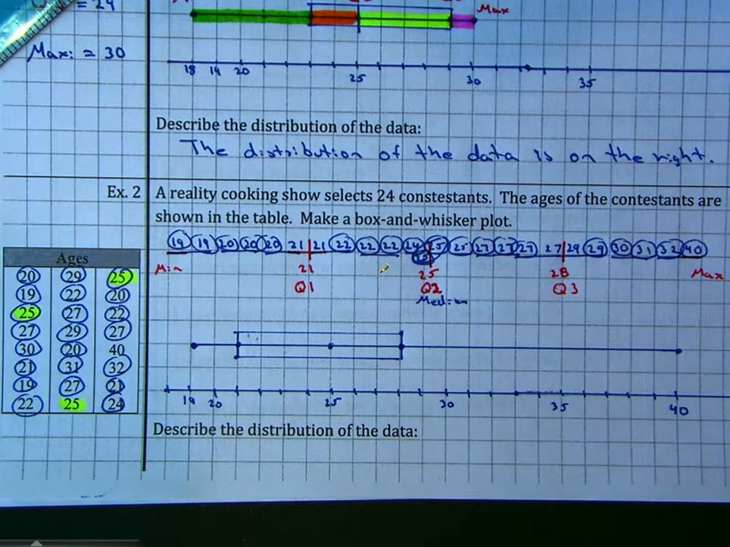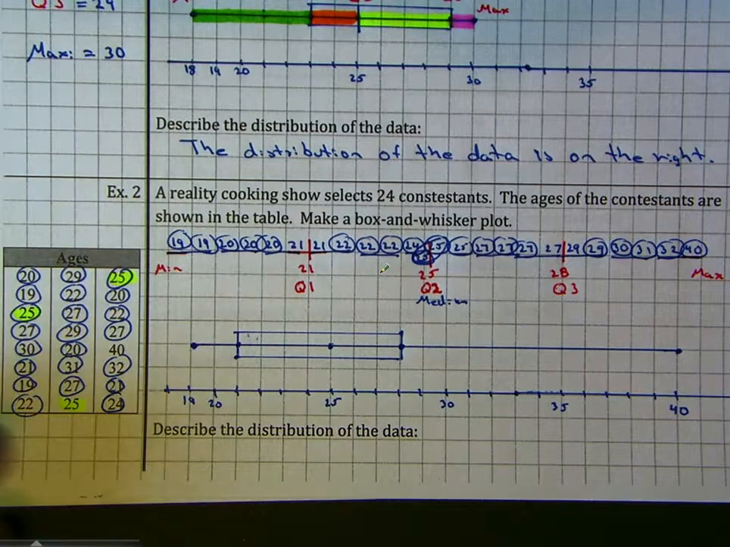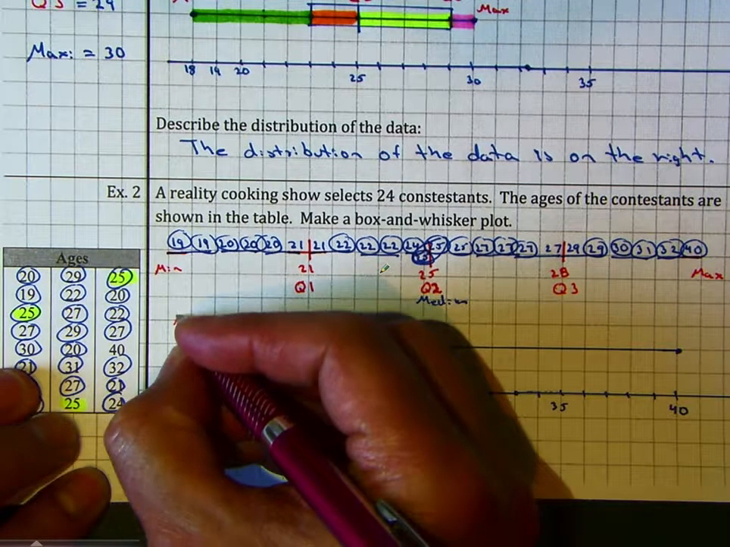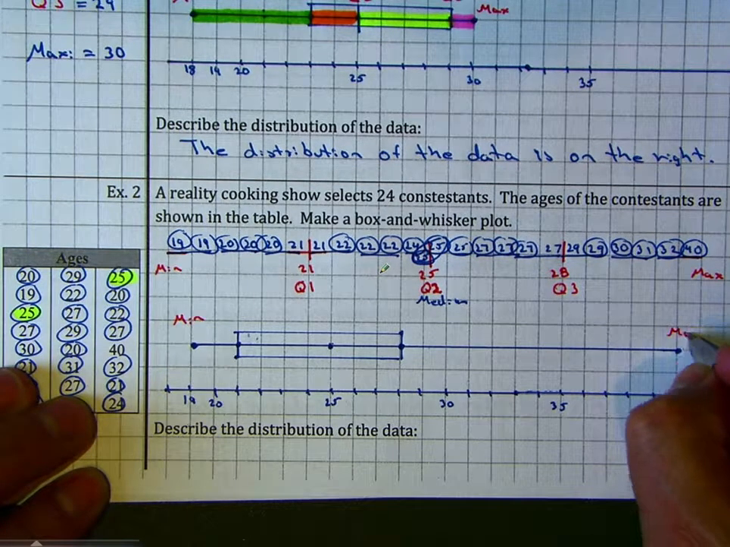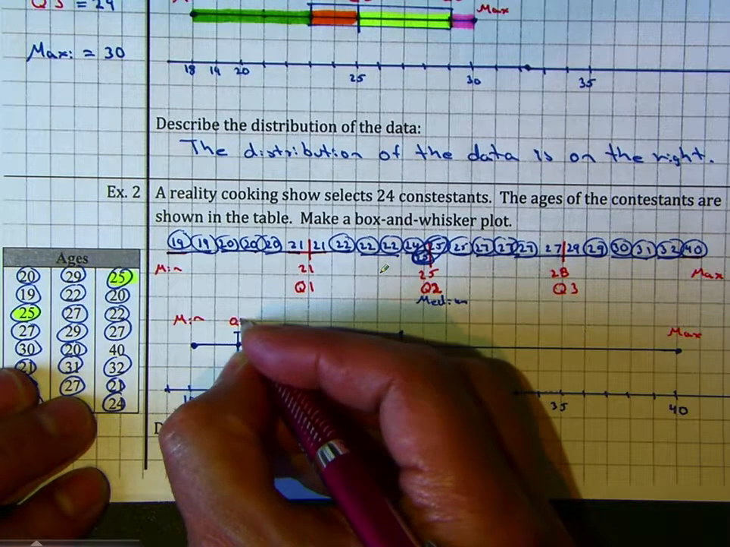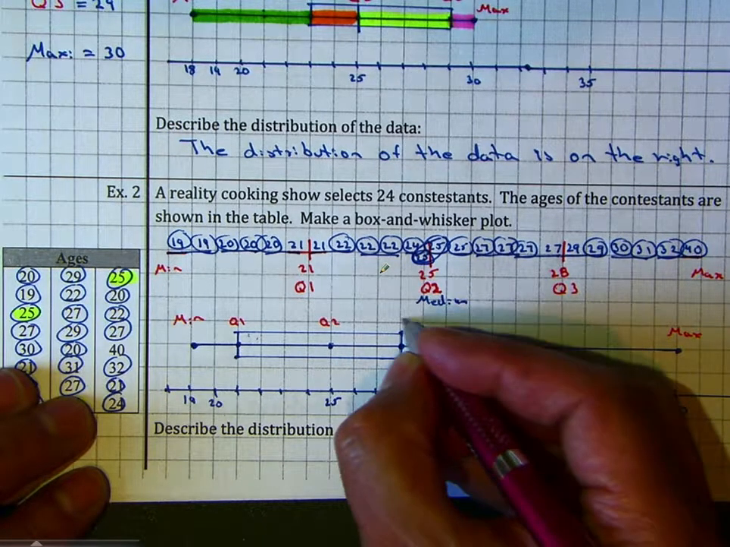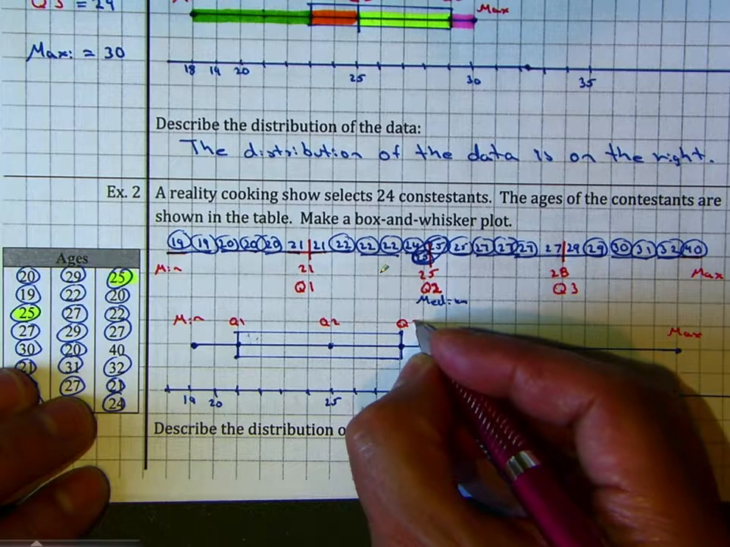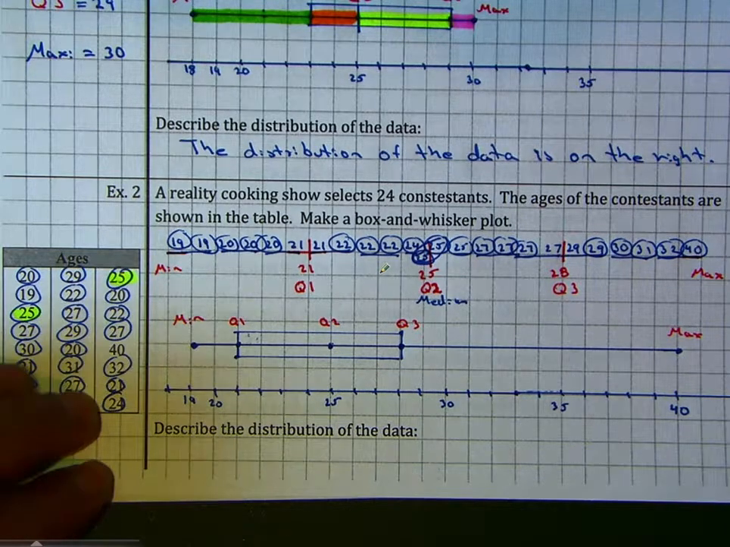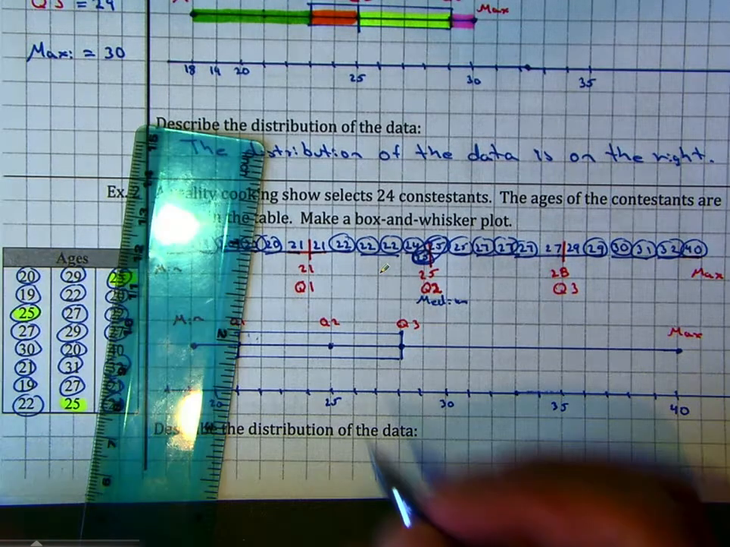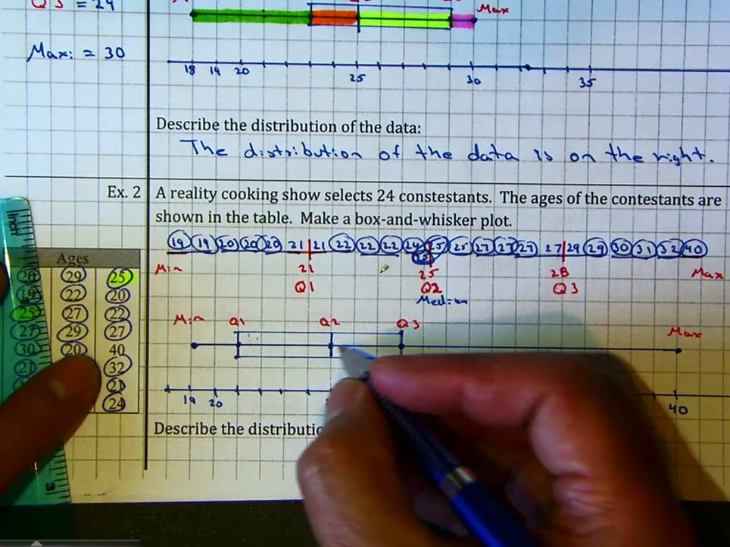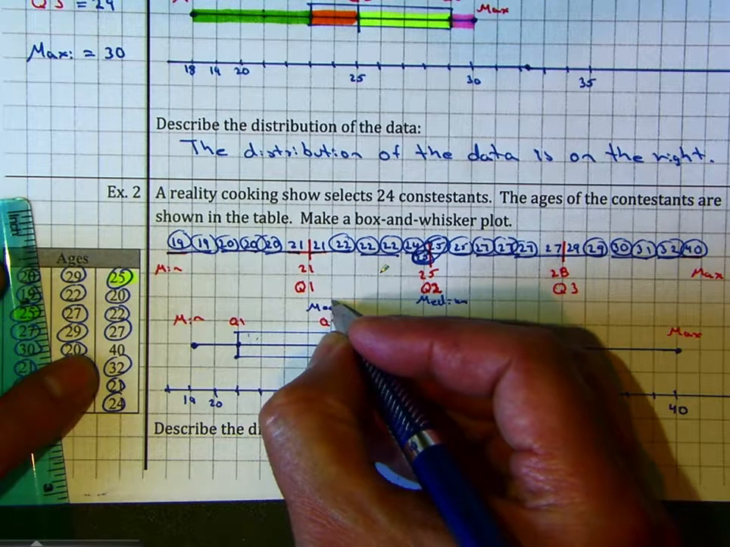And one of the things that we need to remember, well, let's go label it. This is my minimum. This is my maximum. This is my Q1, Q2, Q3. And let me just place my extra line on my Q2, which happens to be my median.